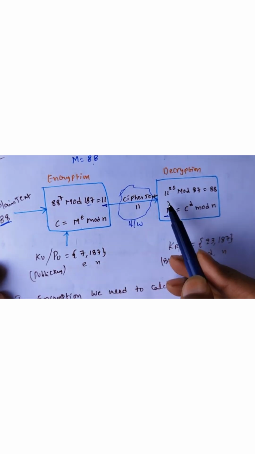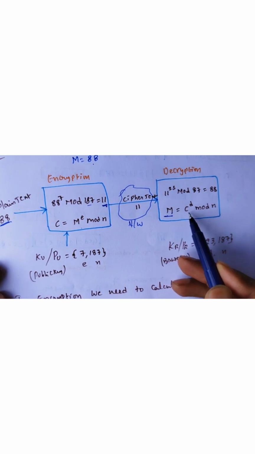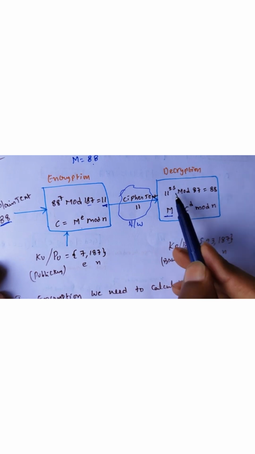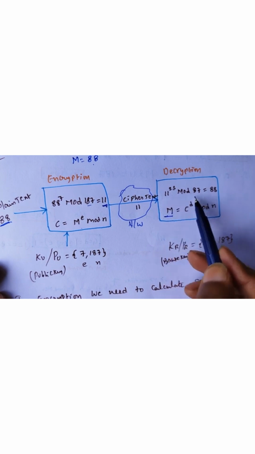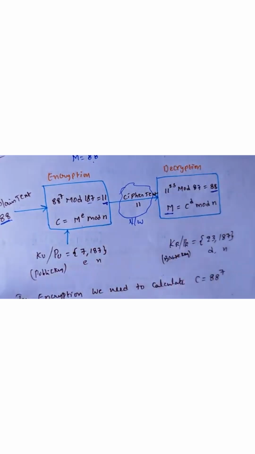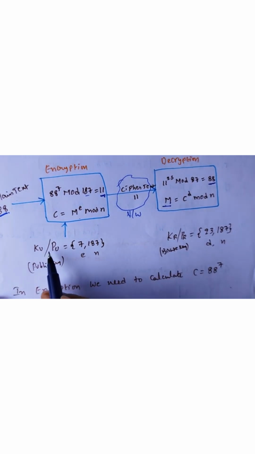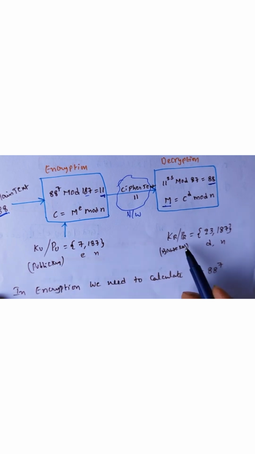We have to get the 88. So what is the C value? C value is 11 and D value is 23. So 11 power 23 mod 187. If we calculate this one, we will get the 88 M value. This is the encryption side, this is the decryption side. Don't confuse here. Some textbooks refer to the public key as KU, some other textbooks give it as PU. Both are same. Here also KR and PR. It is the public key, it is the private key.